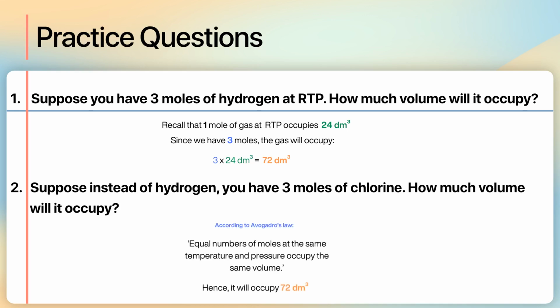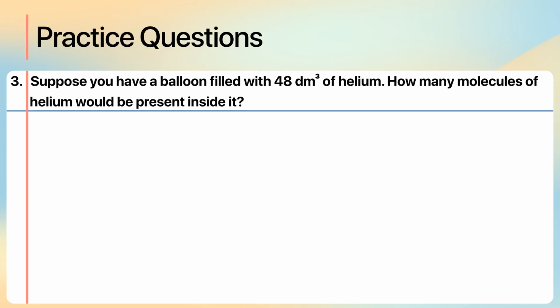Recall that, according to Avogadro's law, equal numbers of moles at the same temperature and pressure occupy the same volume. Hence, it will also occupy 72 decimeters cubed. Now for our final question on calculating the number of moles from volume. Suppose you have a balloon filled with 48 decimeters cubed of helium. How many molecules of helium would be present inside it? Feel free to pause here to have a go yourself.